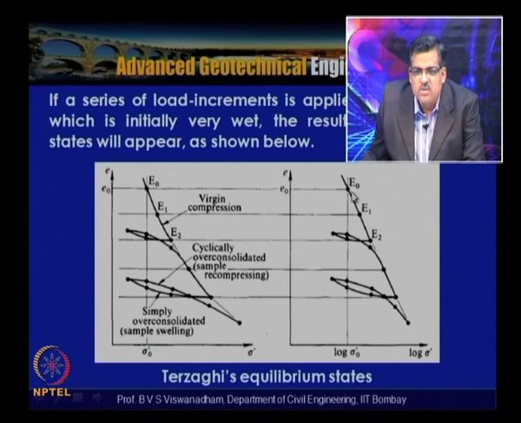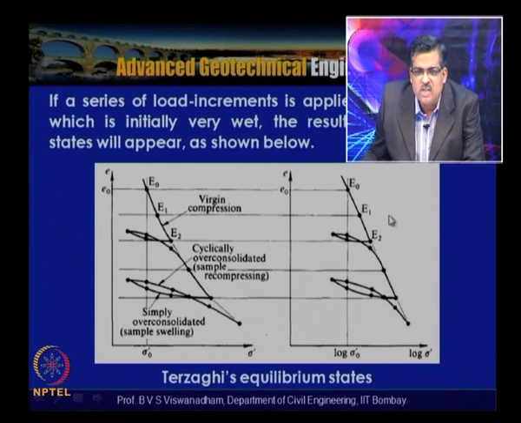This is actually plotted on the e-log sigma dash curve. Whatever loading, unloading and reloading cycles we have, the line joining them indicates the compression line, which is close to the field compression line for normally consolidated soils. So e naught, e 1, e 2, e 3, and then unloading and reloading, and unloading and reloading. Whatever the cycles we have, it follows that slope.